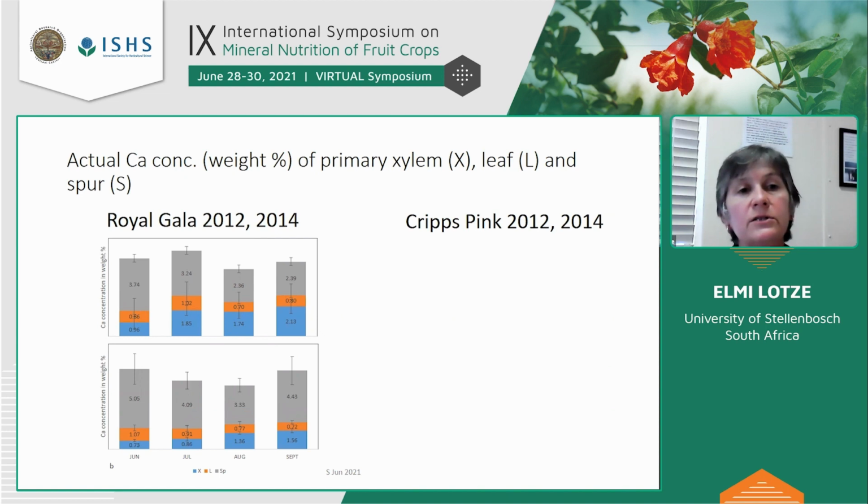The actual concentration of the Royal Gala for 2014 showed no significant increase in the spur concentration during the season, but again we found the highest concentration in the spur, followed by the other two tissues. In this case, please note that now we are looking at a much higher concentration of calcium in the buds themselves. We found a significant increase in the concentration of the calcium in the xylem from June to September.